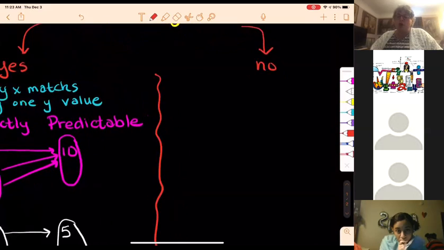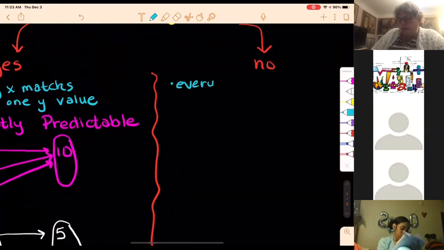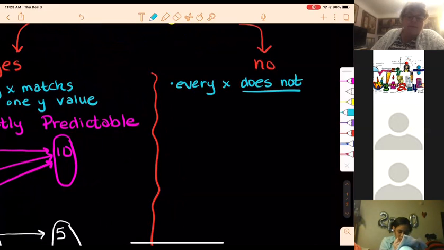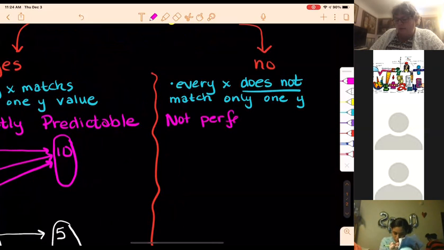Okay, so if I go to no, here's what no tells me. No means that every x does not match only one y. Now, in our language, we're going to say this is not perfectly predictable.